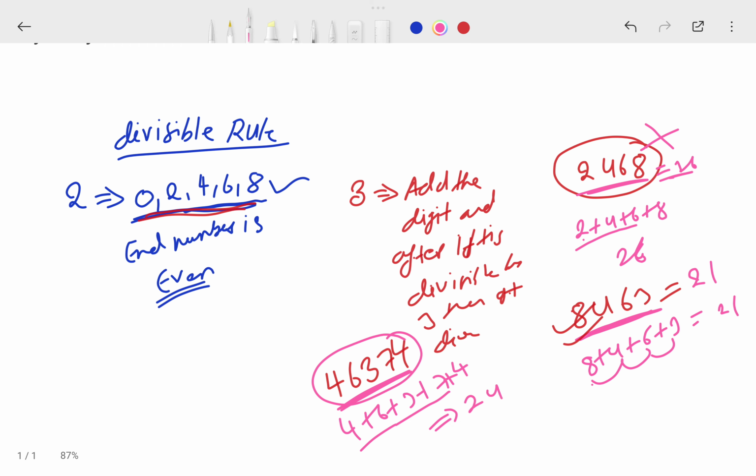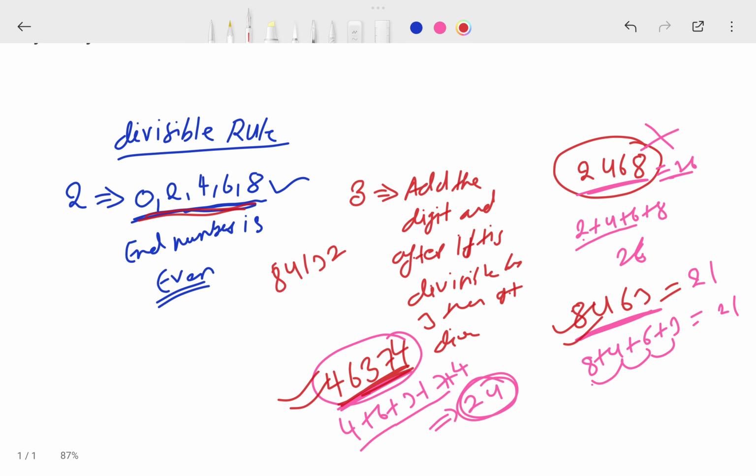Okay, so in the 3 table, is 24 there? You will say yes, in the 3 table 24 is there. It means that this number is also divisible by 3. Why? Because after adding the digits, it is 24. That's why.